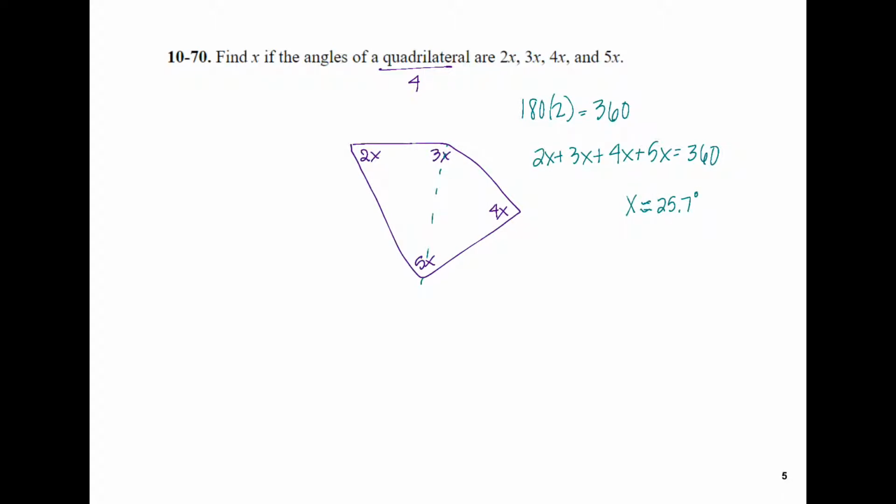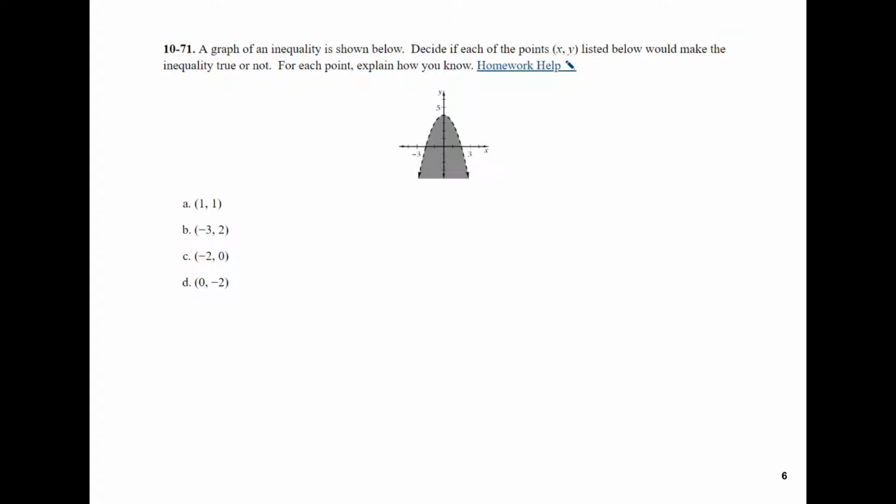Question 1071. A graph of an inequality is shown below. Decide if each point (x, y) listed below would make the inequality true or not. For each point, explain how you know.